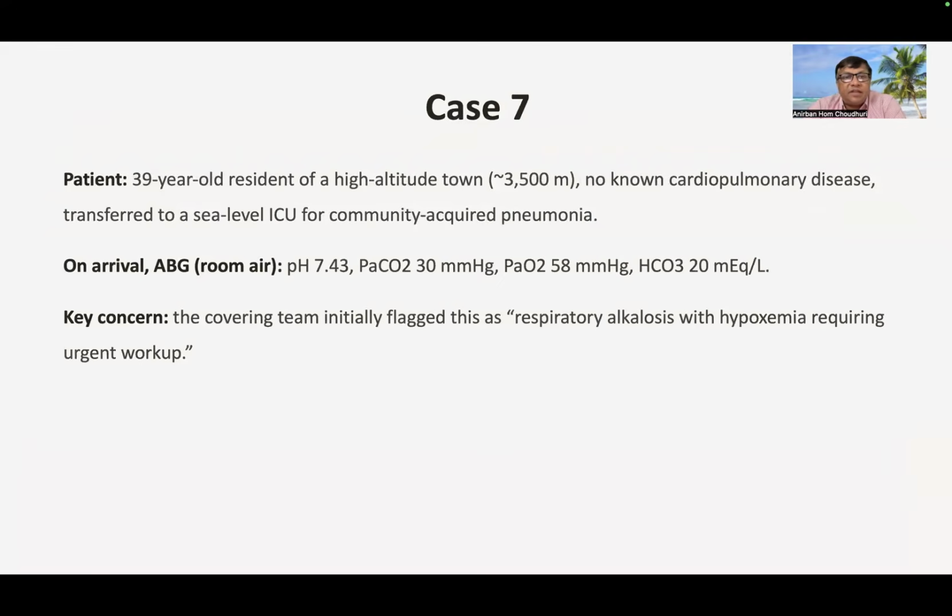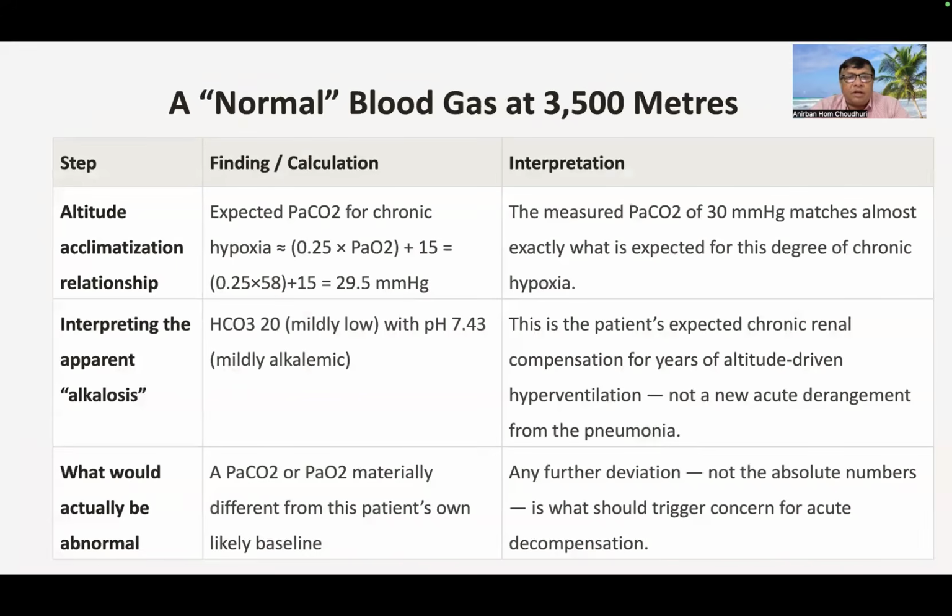Coming to the last case, case 7, a 39-year-old resident of a high-altitude town in Himachal Pradesh who has no cardiopulmonary disease is transferred to a sea-level ICU for community-acquired pneumonia. On arrival, the ABG on room air: pH is 7.3, PCO2 is 30, PO2 is 58, and bicarb is 20. The key concern is that the medicine team which attended flagged this as respiratory alkalosis with hypoxemia requiring urgent workup.